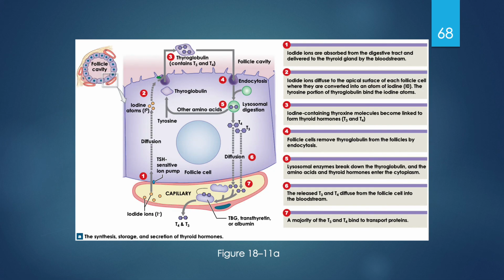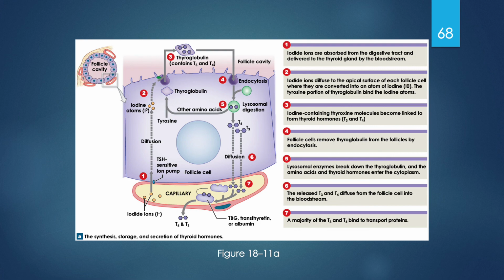Figure 18.11 shows you the breakdown of how we synthesize and regulate our thyroid hormones. First off, we have to ingest iodine in the form of iodide ions from the food we eat. Typically, salt is a really great source of this. Those iodide ions will then be delivered to the thyroid gland via the bloodstream, where they diffuse to the apical surface of the follicular cells, and then get converted into an atom of iodine, labeled I with a 0 in superscript.